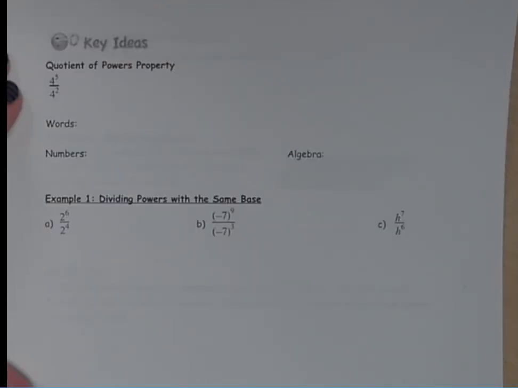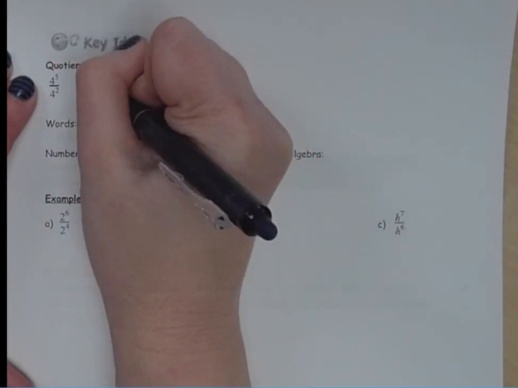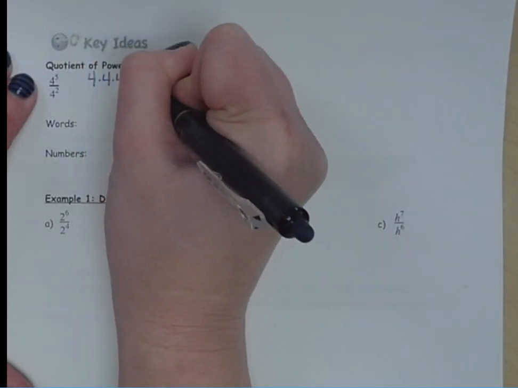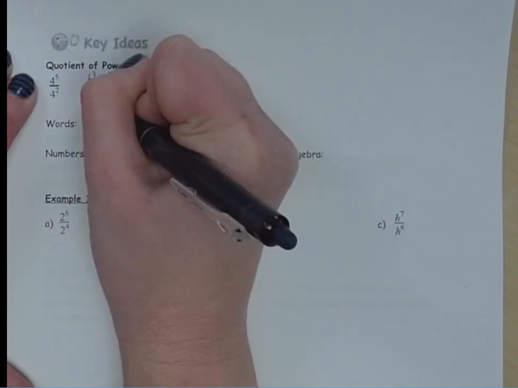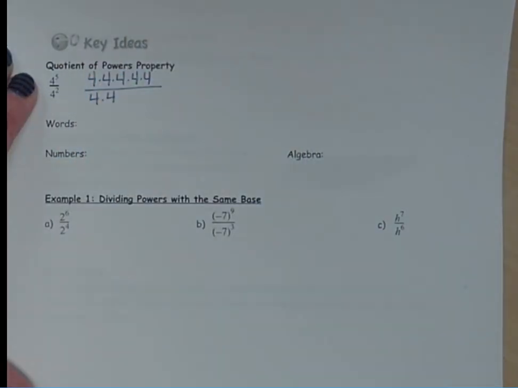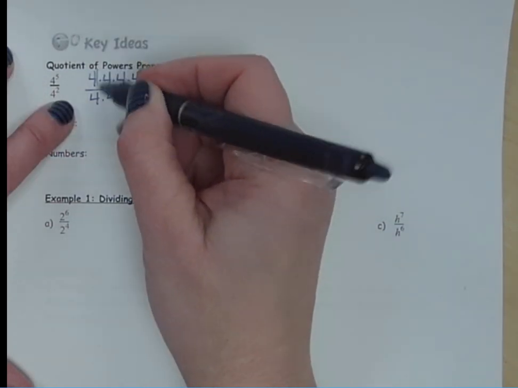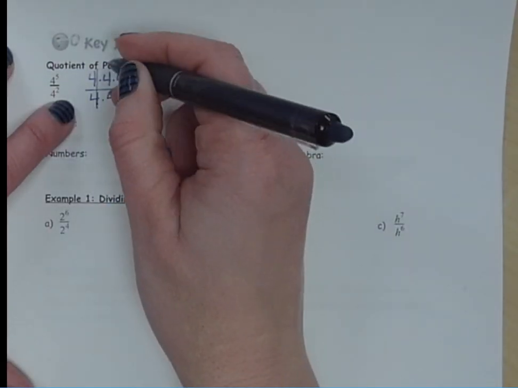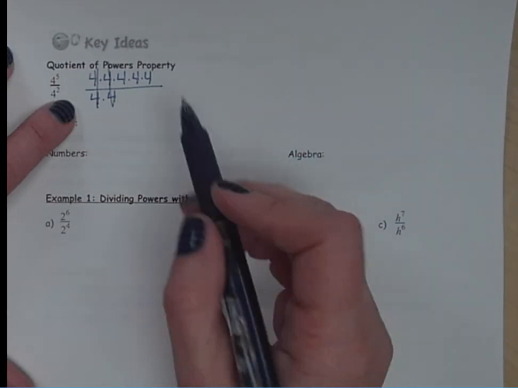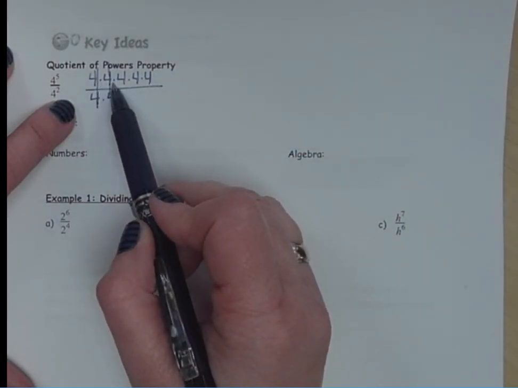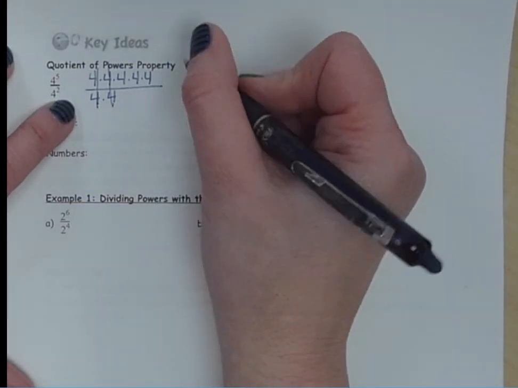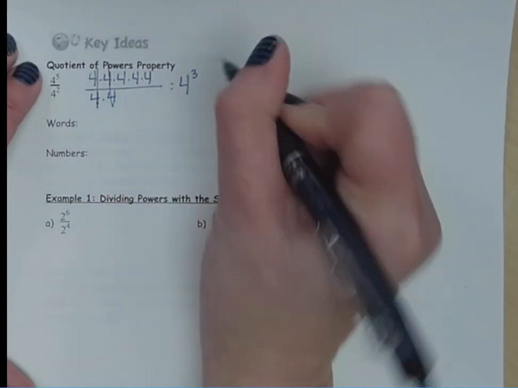So let's take a look at these quotient of powers here. We're going to expand this one a little bit. I have 4 to the 5th divided by 4 squared. I'm going to write this out the long way, just like what we did up above. As you recall, any number divided by itself is 1. So 4 divided by 4 is 1. 4 divided by 4 is 1. So I'm left with 1 times 1 times 4 times 4 times 4, which is 4 cubed.